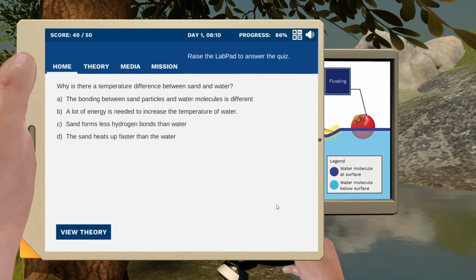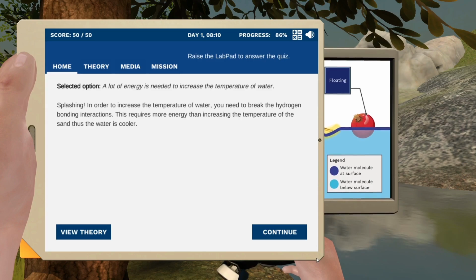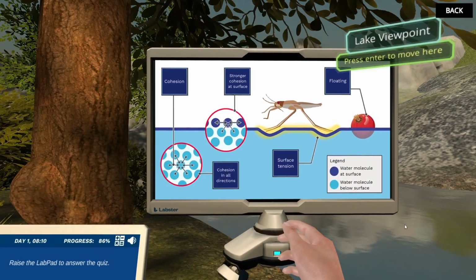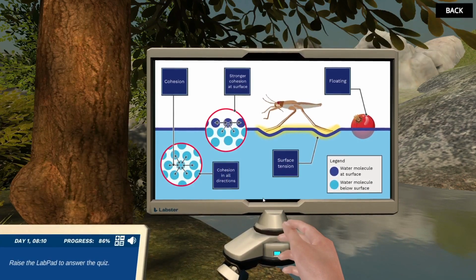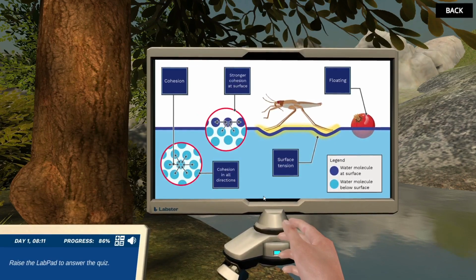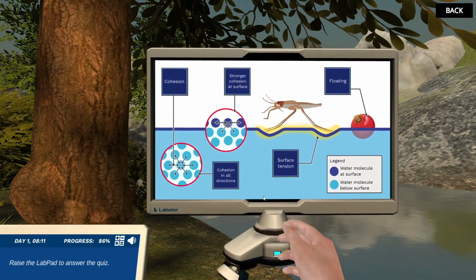Why is there a temperature difference between sand and water? Splashing. In order to increase the temperature of water, you need to break the hydrogen bonding interactions. This requires more energy than increasing the temperature of the sand, thus the water is cooler.